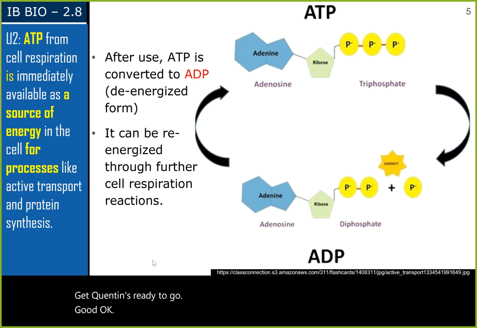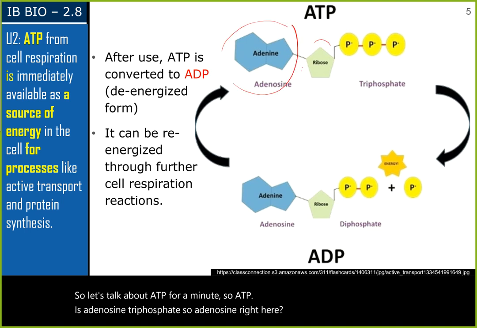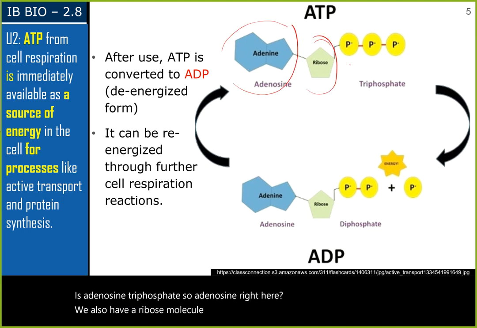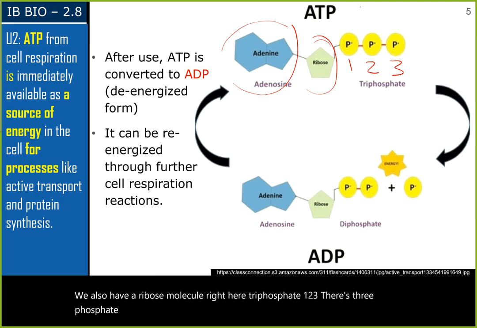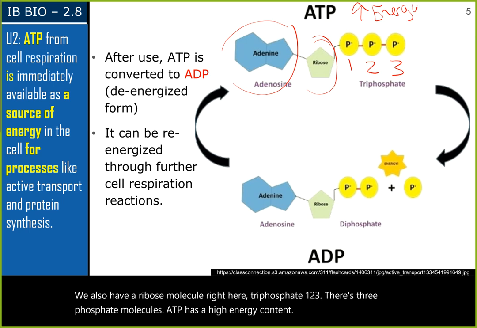So let's talk about ATP for a minute. So ATP is adenosine triphosphate. So adenosine right here. We also have a ribose molecule right here. Triphosphate. 1, 2, 3. There's 3 phosphate molecules. ATP has a high energy content. And all that energy is stored right here in this chemical bond.